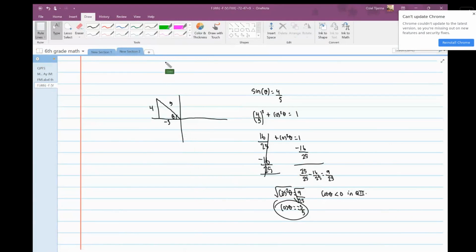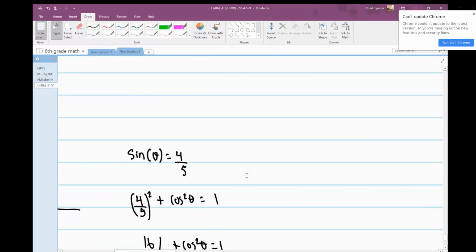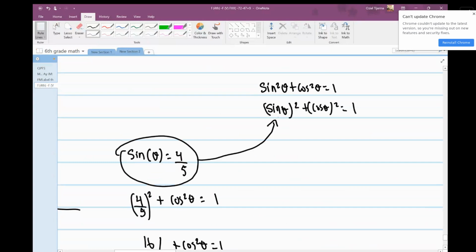I'm going to try to explain this first part as best as I can. They give you sine of theta equals 4/5, right? What I basically did was I used the formula sine squared theta plus cosine squared theta equals 1. With sine theta being 4/5, this is the same as sine of theta quantity squared plus cosine theta quantity squared equals 1. So I plugged this in and solved for cosine theta, right?